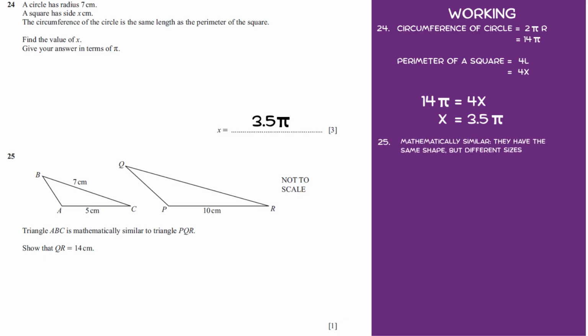When 2 shapes are mathematically similar, this means that they have the same shape, but not the same size. Moreover, it also means that the ratio of their size is constant. Therefore, the ratio of these 2 sides is the same as these 2 sides. Therefore, the ratio of the triangles is 5 to 10 or 1 to 2. Therefore, to find QR, we must multiply 7 centimeters by the ratio, which is by 2, leading to QR correctly being 14 centimeters.